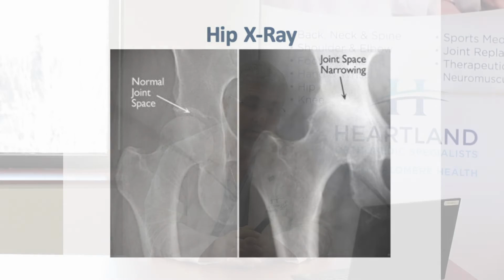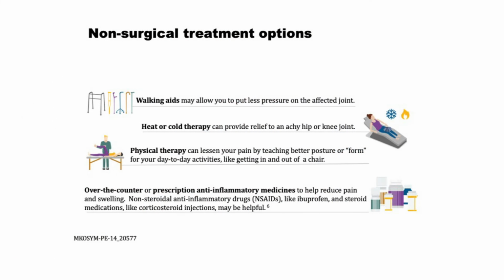Non-surgical treatment options can be very effective. These include walking aids, heat and cold therapy, which provide relief for the symptomatic hip or knee. Physical therapy can lessen the pain by teaching better posture form for day-to-day activities such as getting in and out of a chair. Over-the-counter and prescription medications can reduce pain and swelling. These include anti-inflammatories such as ibuprofen, and steroid injections and corticosteroids as well.